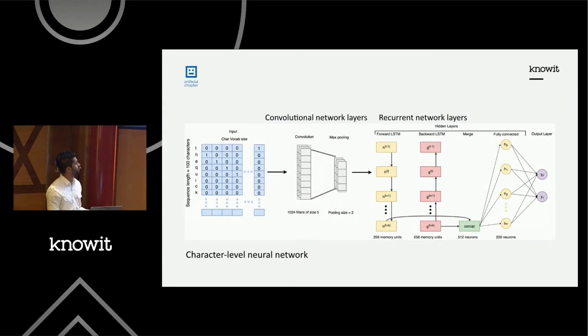The character level neural network turned out even more complicated. Here we also use a recurrent neural network, but in addition, we used a convolutional neural network, and all I'm going to say about that one is that it is usually used for images because they're really good at capturing shapes and objects in images. But it turns out that you can also use it for text.